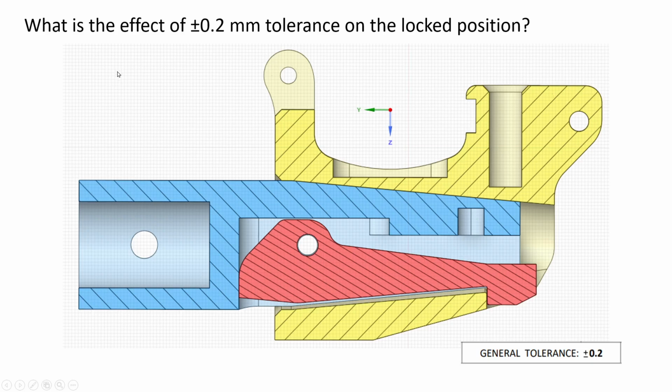So we're going to simulate a worst case condition. If this red part gets longer and the blue part gets shorter at the backstop position, the assembly can't reach this position, and we're going to just model that directly in SpaceClaim by moving faces around.